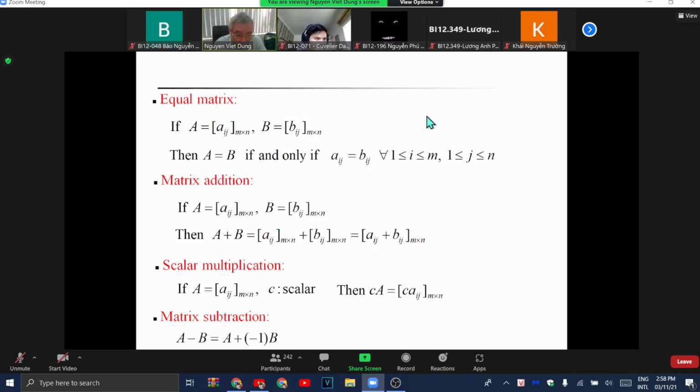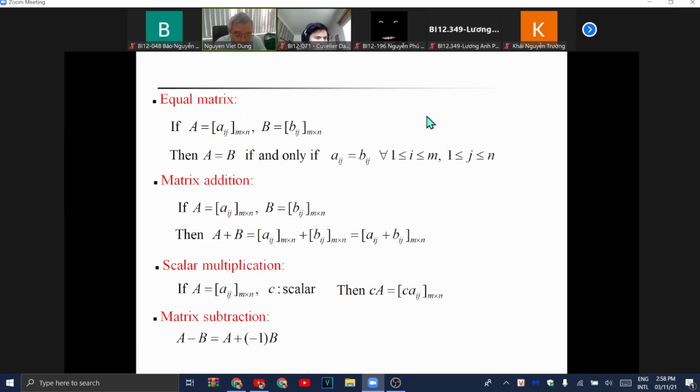Then the entry of the sum A plus B equals the sum of the corresponding entries of A and B. That is the first operation on matrices, and it is very easy for you to calculate. We have some examples during the class, and I believe that in your tutor class you also have a chance to practice calculating these things.